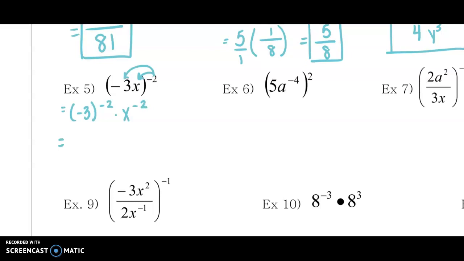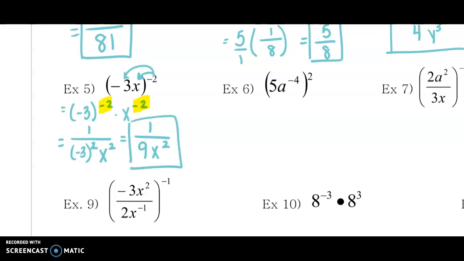What that will then look like is both of those need to come into the denominator because of the negative exponents. So now it's going to be 1 over the 3 stays negative. The number can be negative, it's just the exponent that can't. And then x to the second. So then I'm going to have 1 over negative 3 squared is 9. So 1 over 9x squared would be my final answer.